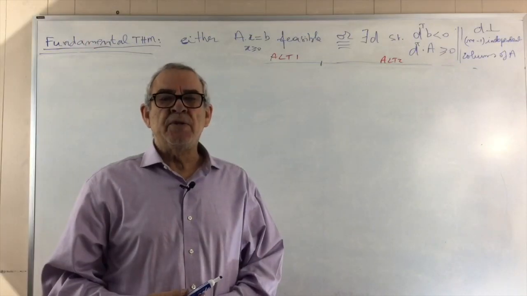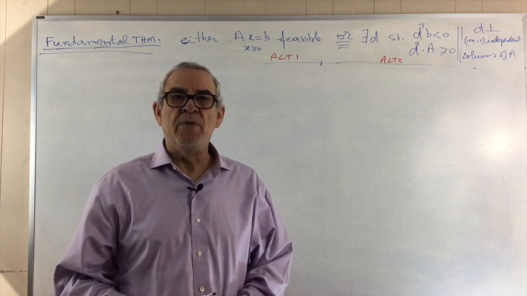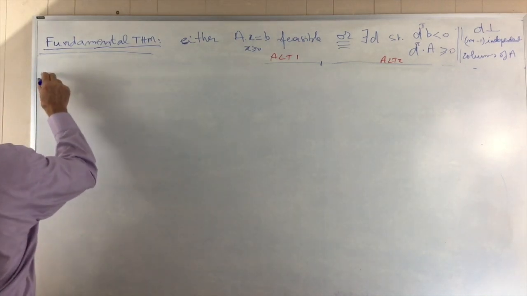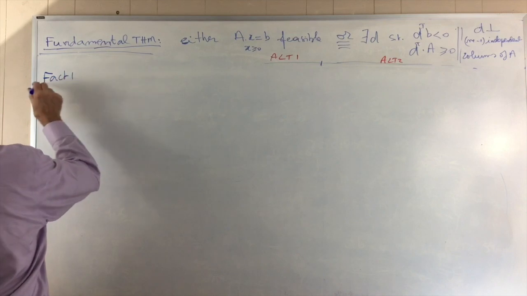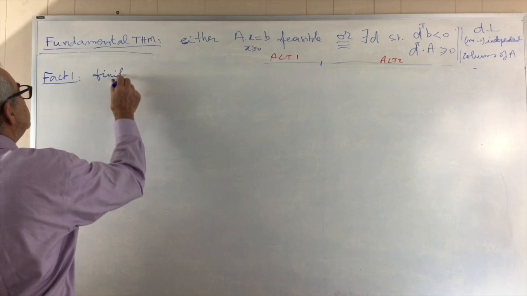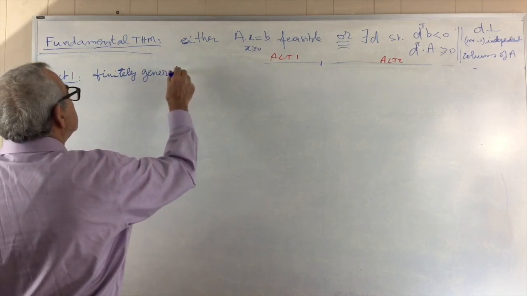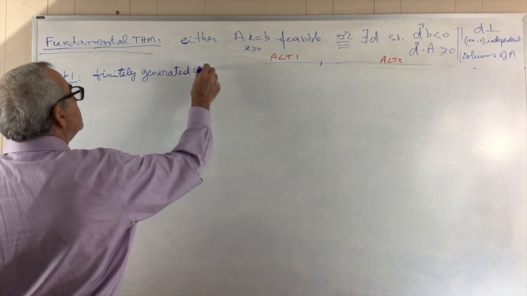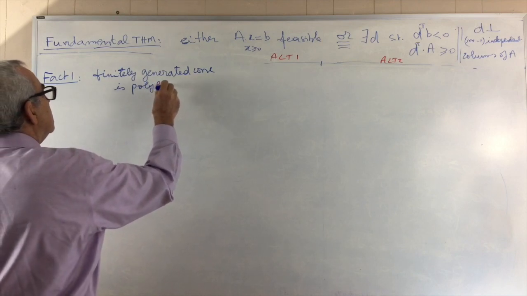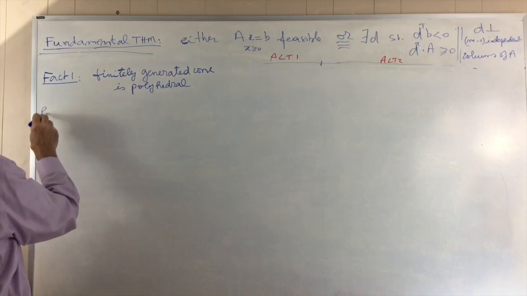Okay, in this section I'm going to state and prove the decomposition theorem for polyhedral sets. Before we do that, I need to state and prove a couple of facts. Fact number one: a finitely generated cone is polyhedral. Okay, so let's prove this statement.